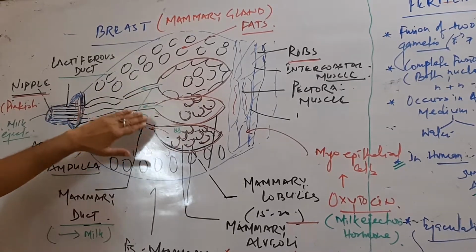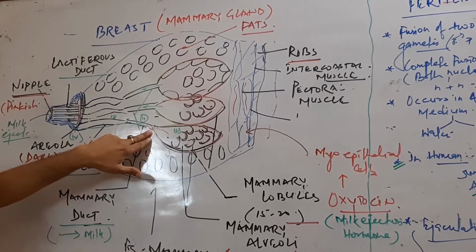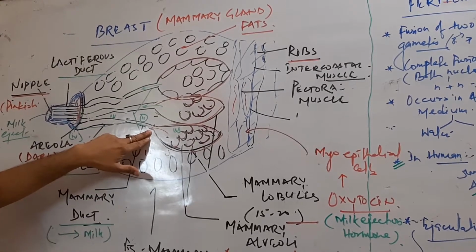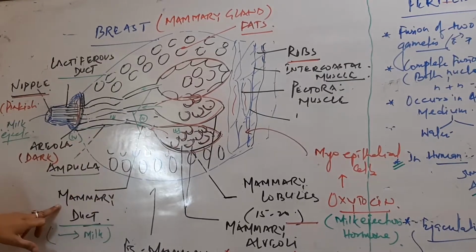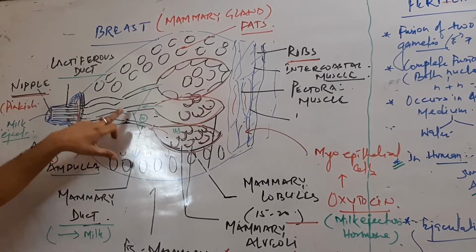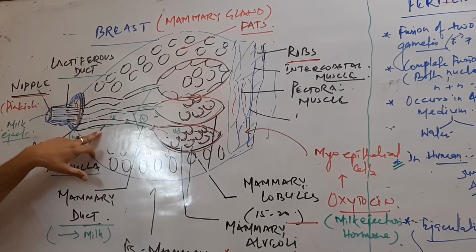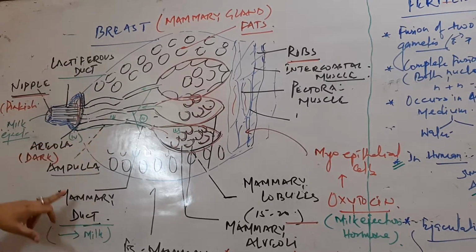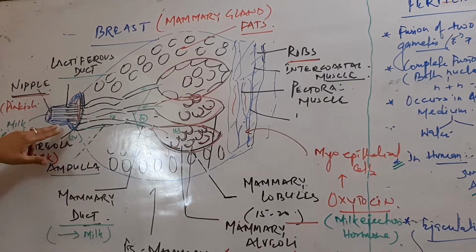It comes out first through a duct which arises from the mammary lobules. That duct is called the mammary duct, and the mammary duct further forms a swelling structure. That swelling structure is called ampulla, and the ampulla leads into a duct which comes out through the lactiferous tubule, which is encircled by the nipple. Nipple is the pinkish structure, and just behind the nipple a dark area is present, that is called areola.